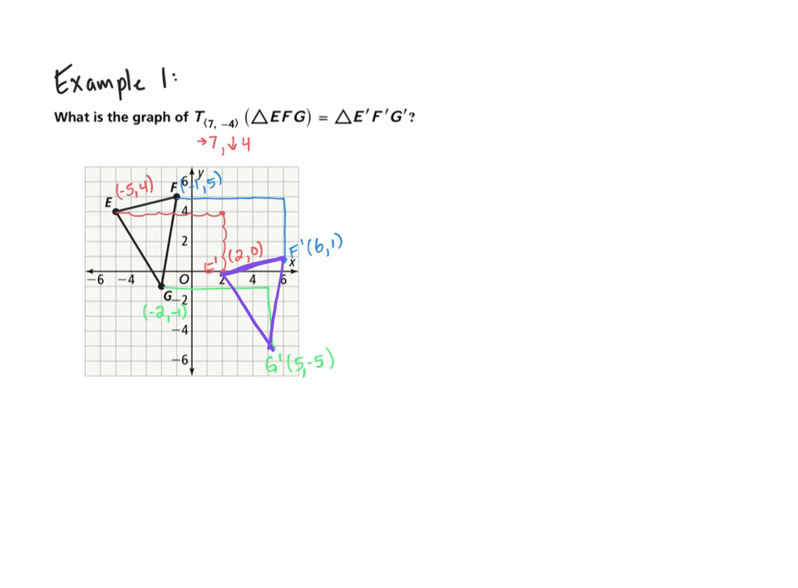One other thing I want to take a look at is if I connect all of the original points to their images, right? So I'll connect them. There's E connected to E prime, here's F connected to F prime, and here's G connected to G prime. Those three segments, again, follow the rules that they are parallel to each other, they all have the same slope, and they are all the same length. They're all congruent to each other.